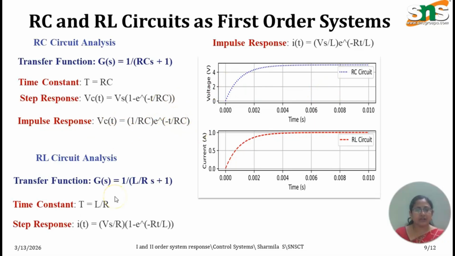And if we come to the RL circuit analysis, the transfer function is G(s) = 1/((L/R)s+1). So the time constant here is T = L/R. This shows the step response and the impulse response of the system. The graph shows the RC circuit first, and the second gives the output response of the RL circuit.